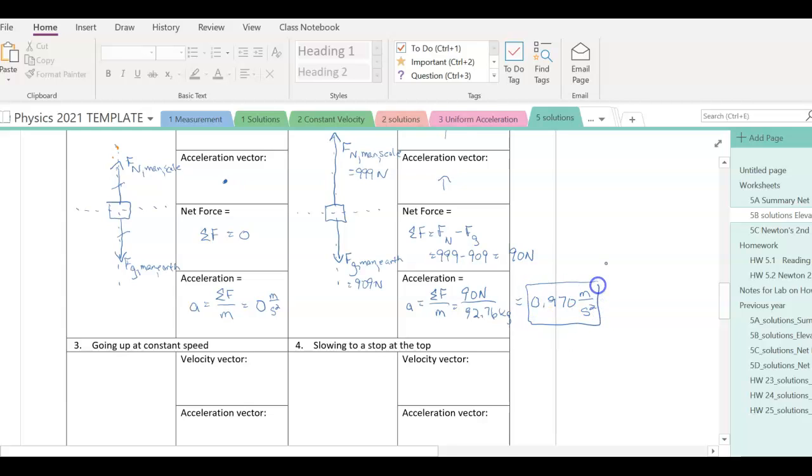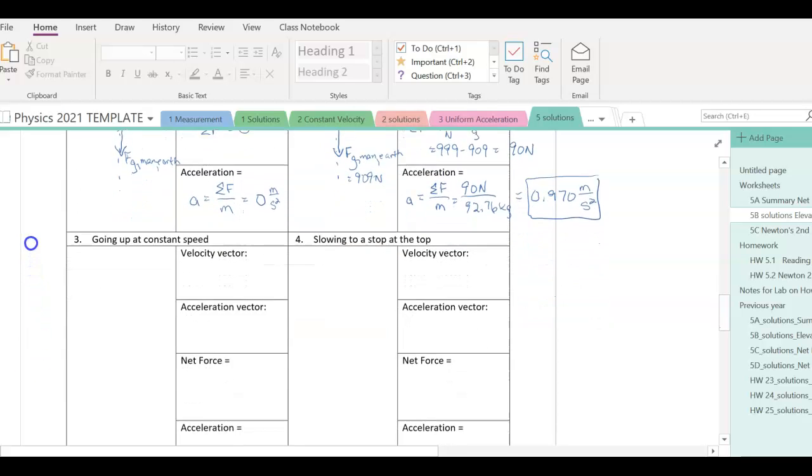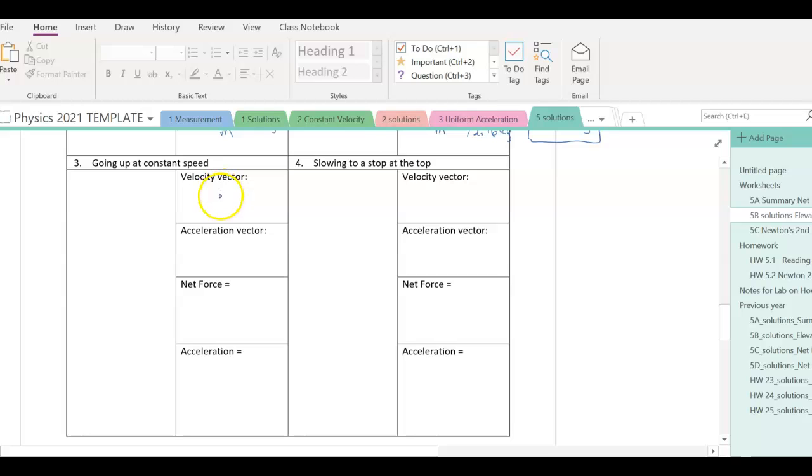Okay, let's look at the other situation. If he's going up at a constant speed, his velocity vector is upward, his acceleration vector is 0. There is no acceleration vector because there's no acceleration. The net force is 0. Newton's first law tells us that, because he's moving at a constant velocity. And so the acceleration, which would be the net force divided by his mass, would also be 0. Okay, so I won't take the time to draw that force diagram. It would be the same as the one in part 1 up there.